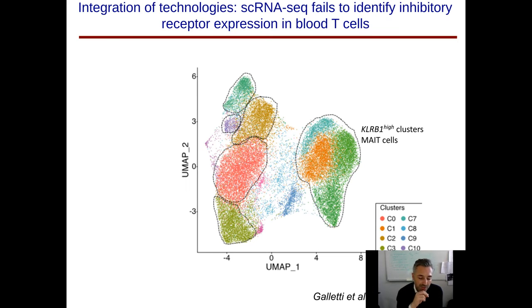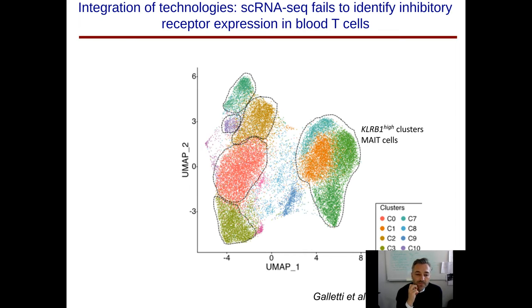But the important message here is that we identified a protein called granzyme K that was differentially expressed between these two clusters. And we used that to design a panel along with a number of other antigen receptors to develop a high-dimensional flow cytometry panel. If we can go to the next slide.